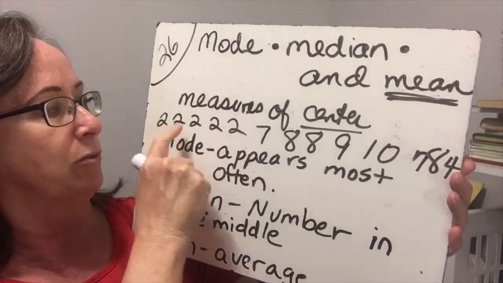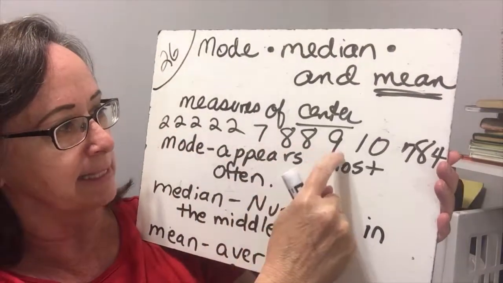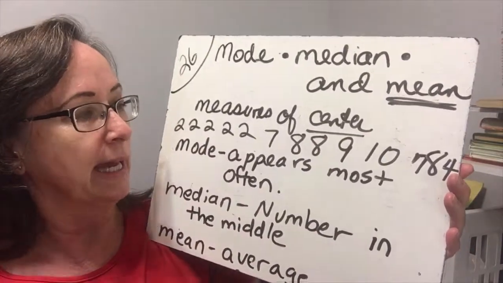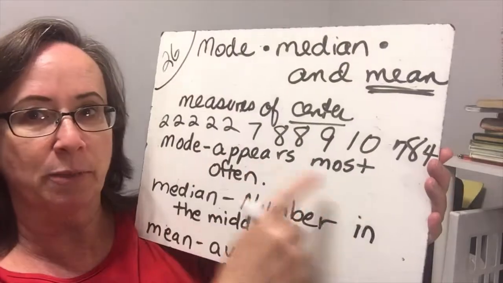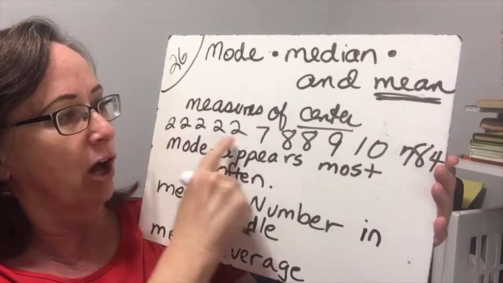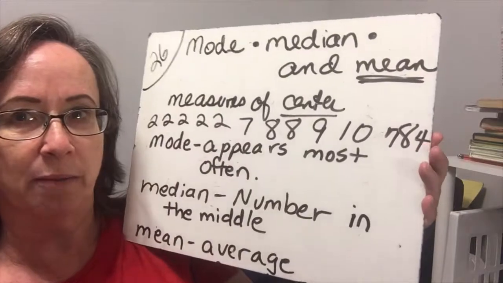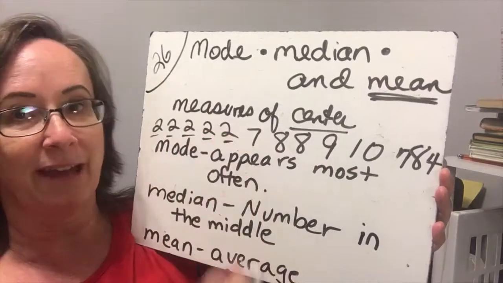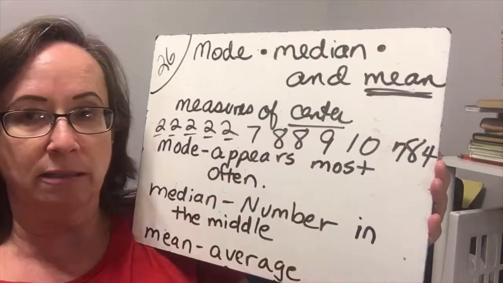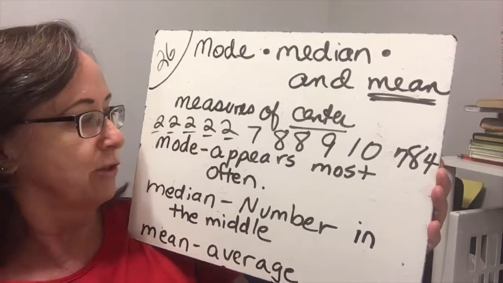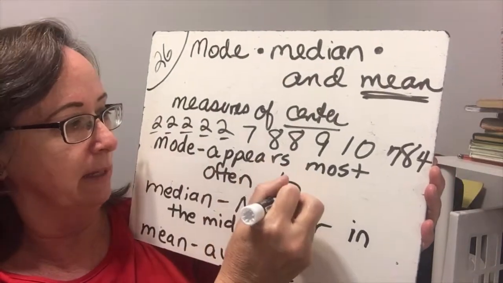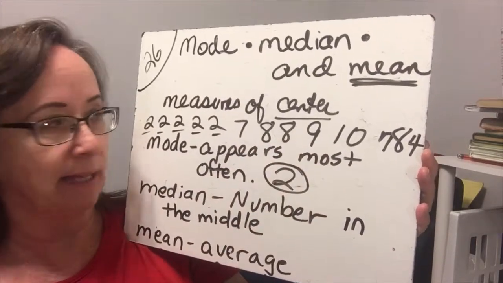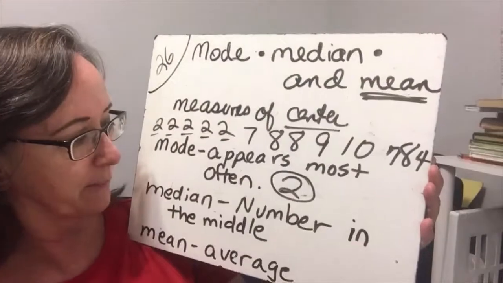Okay, so here we have 2, 2, 2, 2, 2, 7, 8, 8, 9, 10, 784. And those are the numbers that you have in your book. Now, the mode is the number that appears the most often. Out of all of that string of numbers, what number do you see the most of? Well, I see 1, 2, 3, 4, 5 2s. I see 2 8s, but I see 5 2s. So my mode would be 2, because that's the number that I see the most often in this string of numbers.